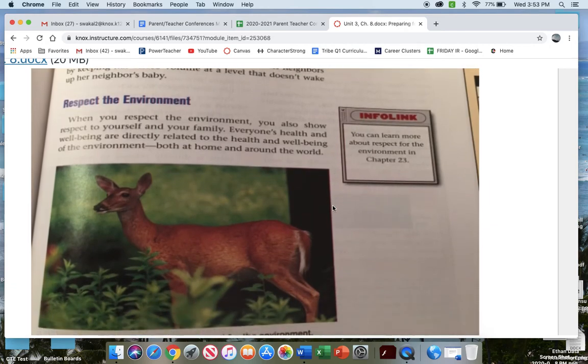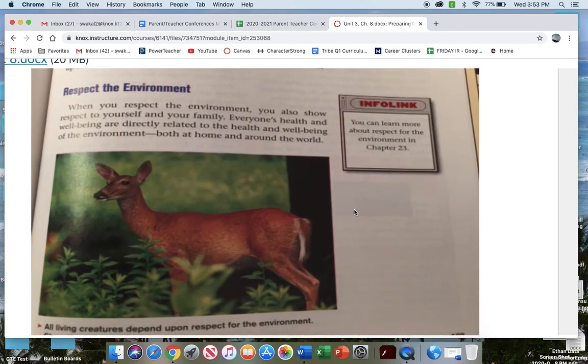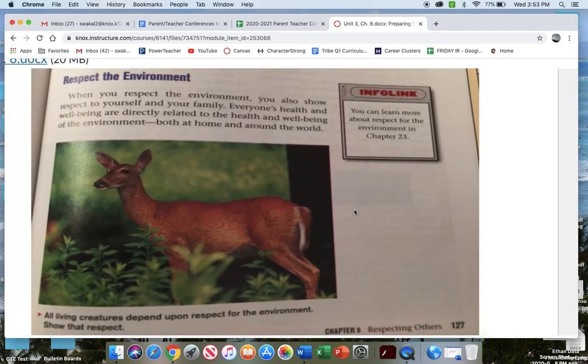And the last part says respect the environment. I know since a lot of you deer hunt, that's one of the deer that they're talking about. Respect the environment. When you respect the environment, you also show respect to yourself and your family. Everyone's health and well-being are directly related to the health and well-being of the environment, both at home and around the world.